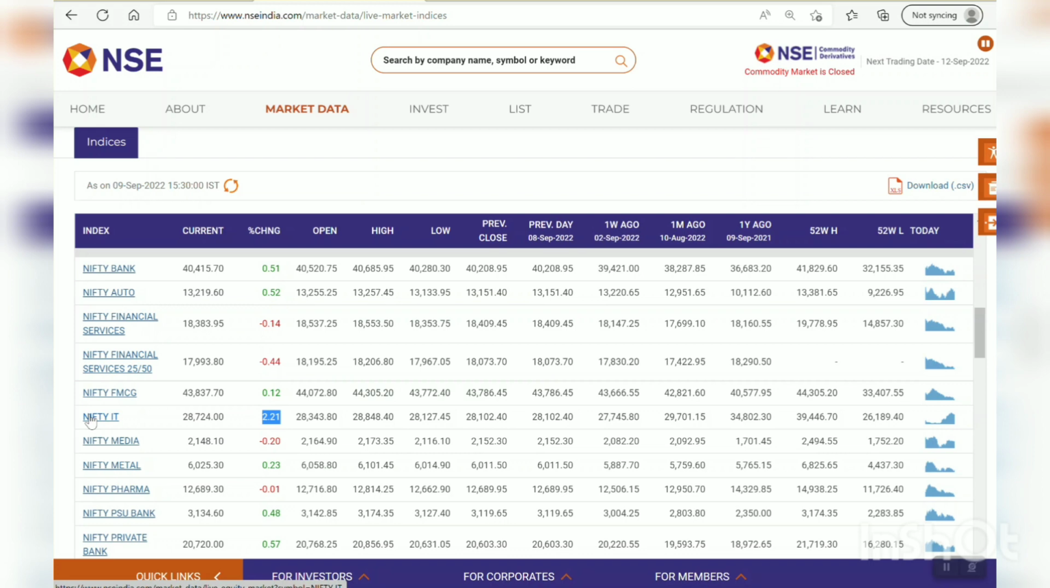If the market is on the positive side, select the sector which is more on the positive side, which is higher in percentage on the positive side. Out of that sector, select a couple of topmost stocks that will help you to get the maximum points in intraday as well.